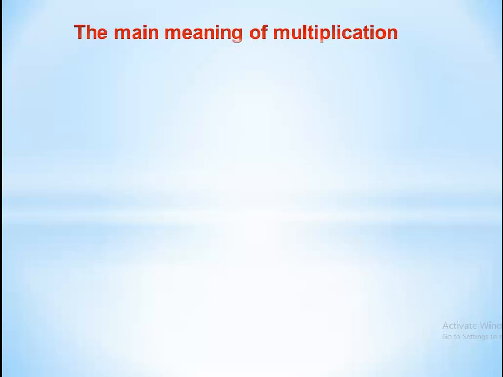Okay, let's see the main meaning of multiplication. We know that the main meaning of multiplication is repeated addition. If we have 2 plus 2 plus 2 plus 2, it means 2 repeated. How many times? It's repeated 4 times, so we can say 2 times 4. So 4 here is the number of repetition.